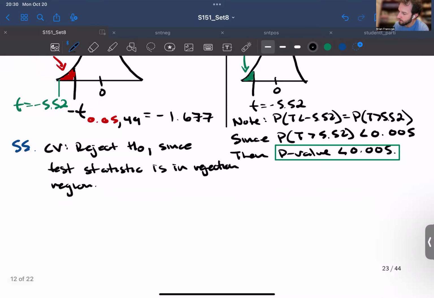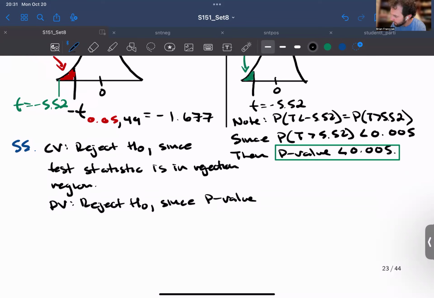And then if we take the p-value approach, it would be the same conclusion. We would reject H0, but now it would be because the p-value is less than alpha, right? So remember, the rule is if the p-value is less than or equal to alpha, we can reject. If the p-value is greater than alpha, we do not reject.